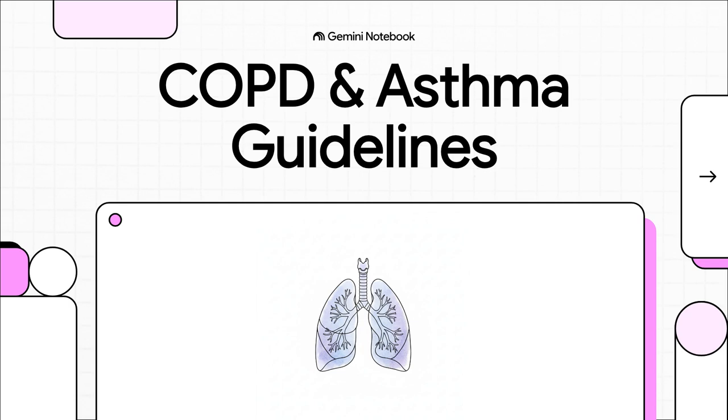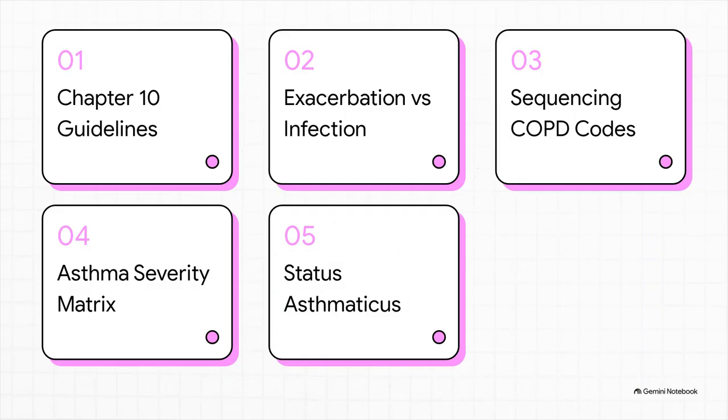Let's jump right in. Here's what we're covering today. We'll start with the Chapter 10 respiratory guidelines, look at COPD exacerbation versus infection, sequence our COPD combination codes, navigate the asthma severity classification matrix, and finally, wrap up with documenting status asthmaticus.